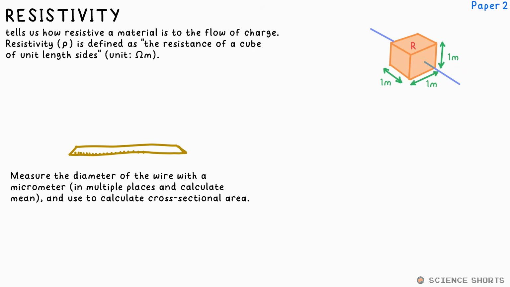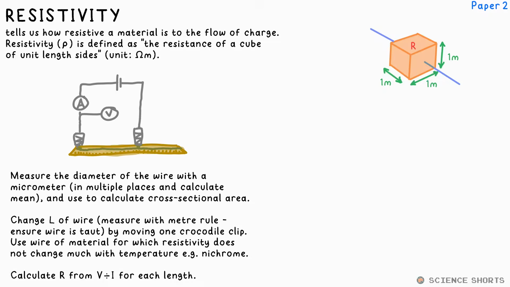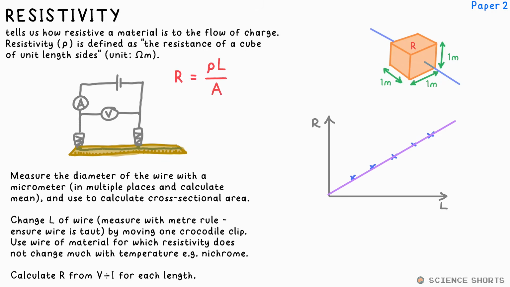To find resistivity, we measure the diameter of a wire with a micrometer and calculate area from that using πd² over 4. We then measure V and I to calculate R for varying lengths of the wire measured with a meter rule. Plotting R against L gives a proportional relationship. The equation for resistivity, therefore, is this: R equals ρL over A, where ρ is resistivity in ohm meters. Rearranging this, we have ρ equals RA over L. The gradient of the graph is R over L, so multiplying by this area gives us the resistivity.